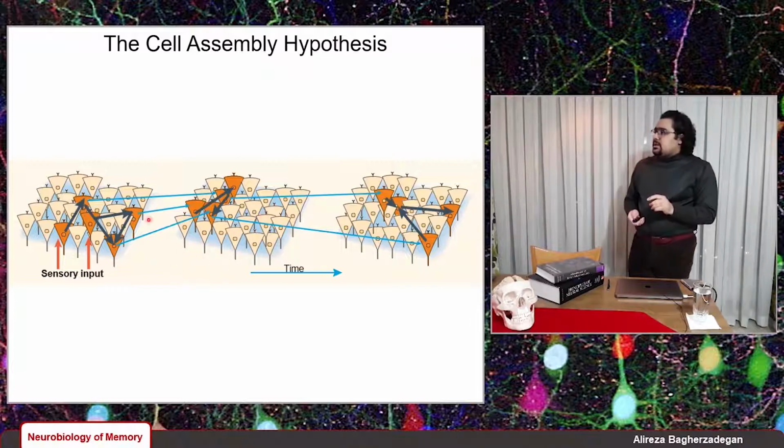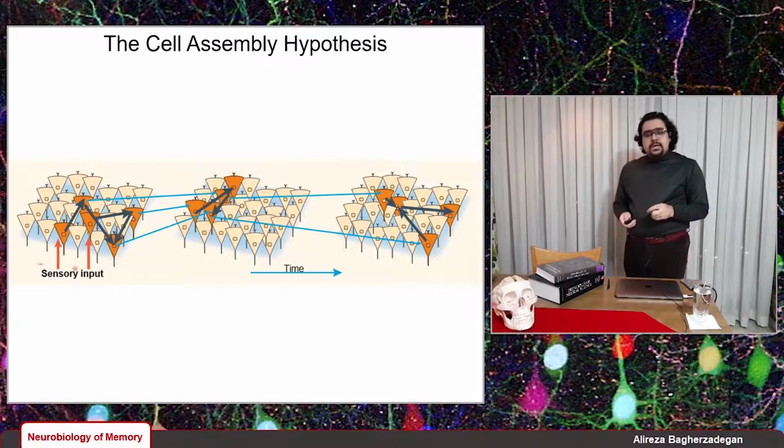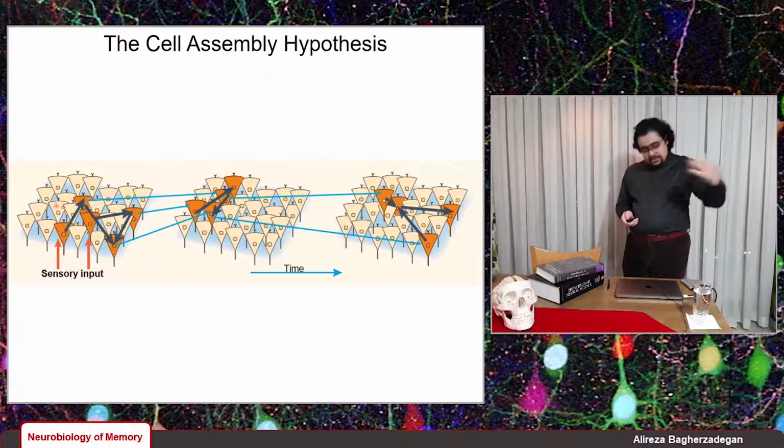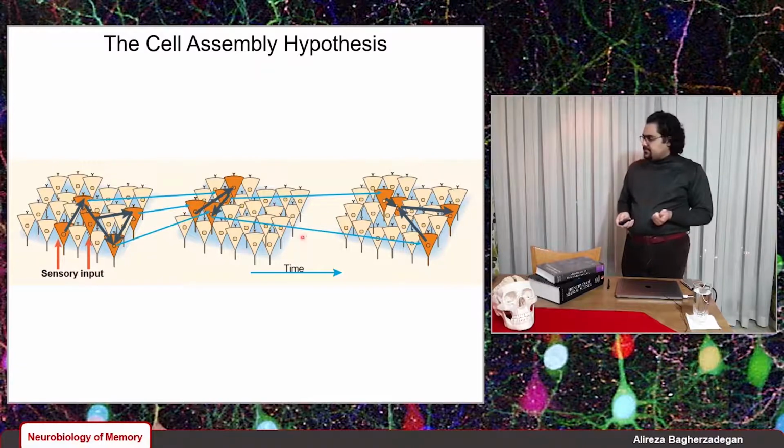Thank you. So this is how a single cell assembly is activated, and it can activate other cell assemblies in order to form a phase sequence. And a phase sequence is going to evolve, and the evolution of that is very important for our cognitive processes.